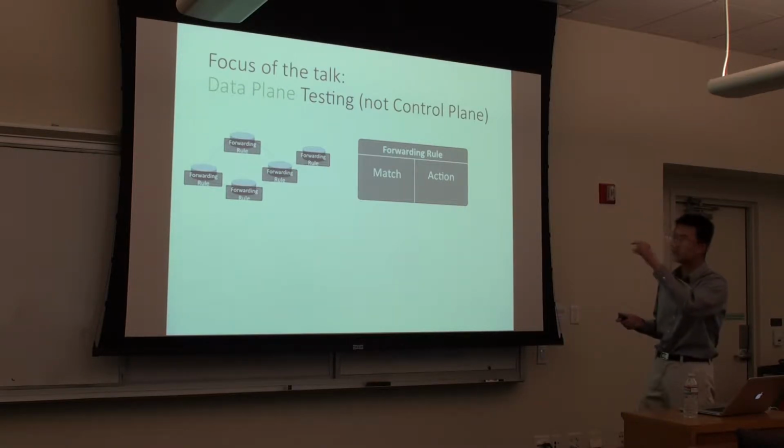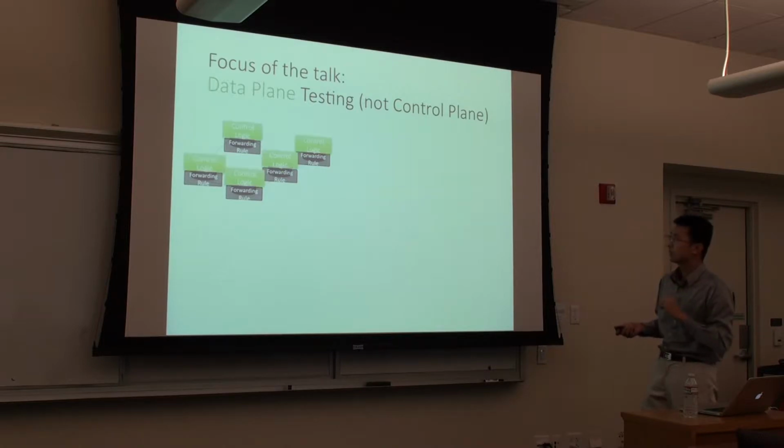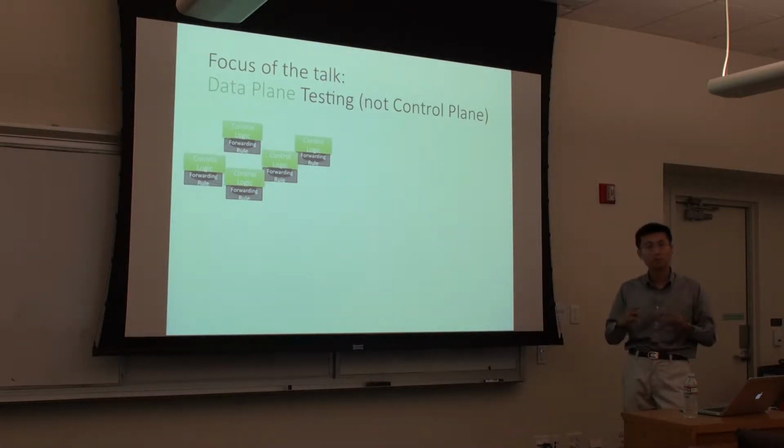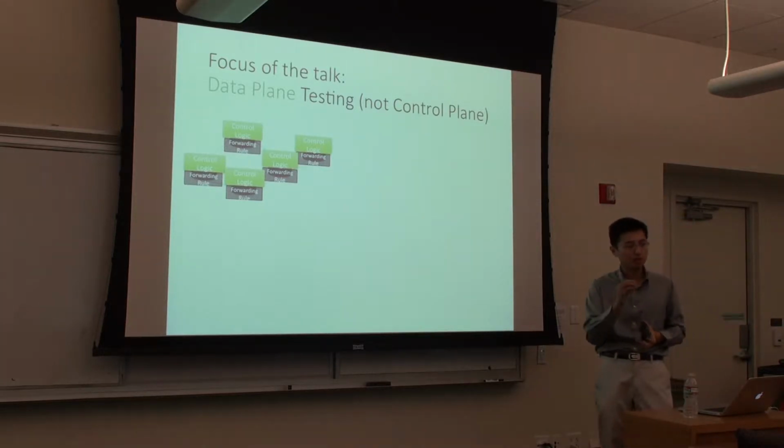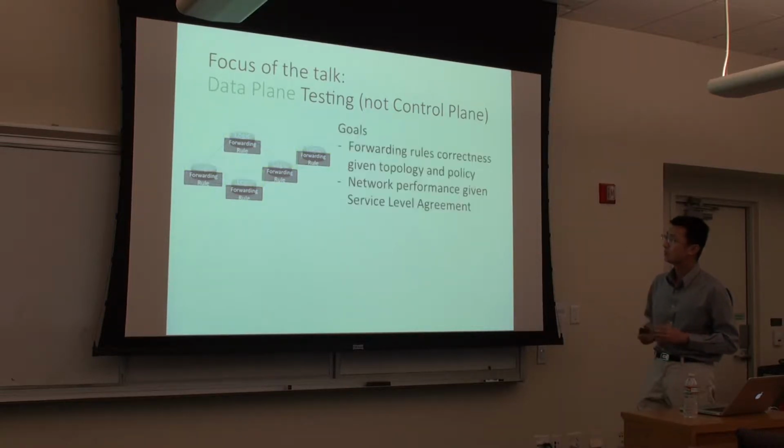And on top of these forwarding rules or forwarding tables is the control logic. The control logic is what we call the routing protocols that write these forwarding rules, for example BGP and OSPF. And in this talk, I'm not interested in the control logic correctness. In other words, we are not interested in routing protocol correctness. Instead, we will focus on the forwarding rules, the data plane.